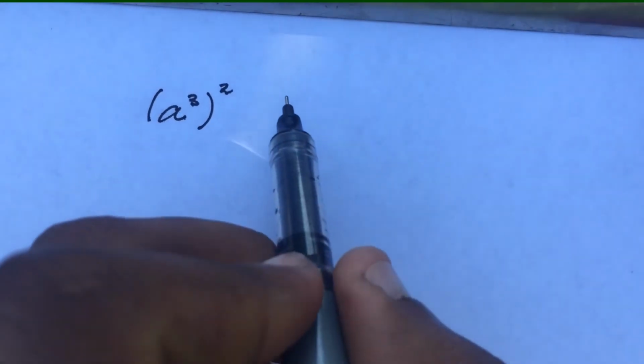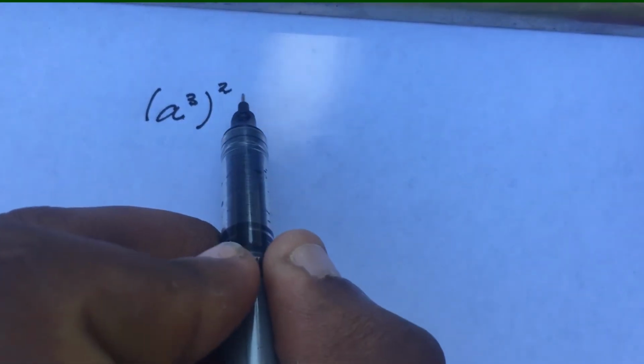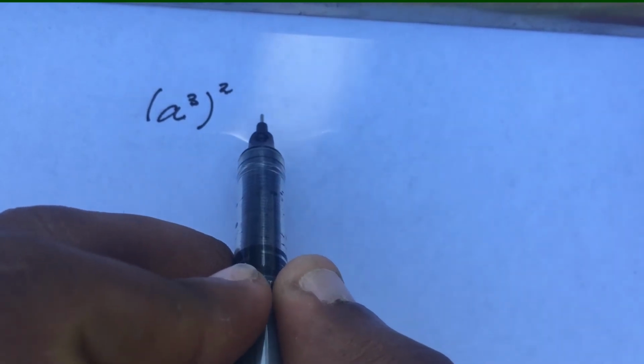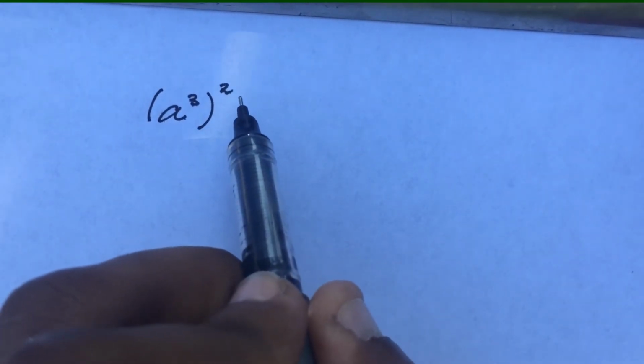Here we have another example. Now remember, the little number at the top is the index, which tells us how many times something is being multiplied or how many times something is being copied. So this 2 is telling me that whatever is inside of the bracket, no matter what it wants to be, that is what is being multiplied by itself this amount of times.